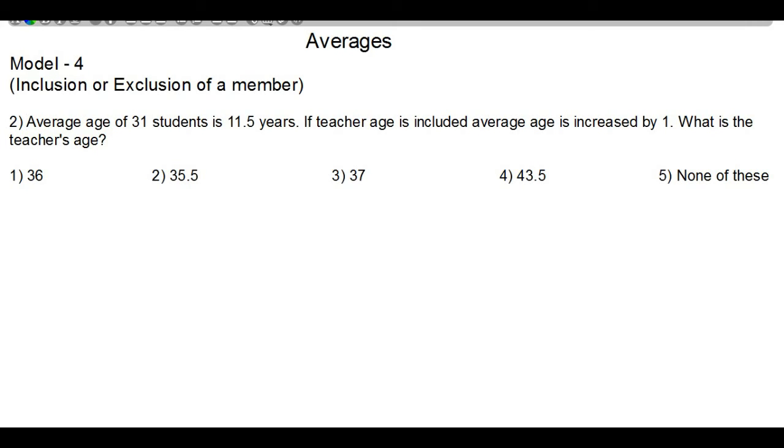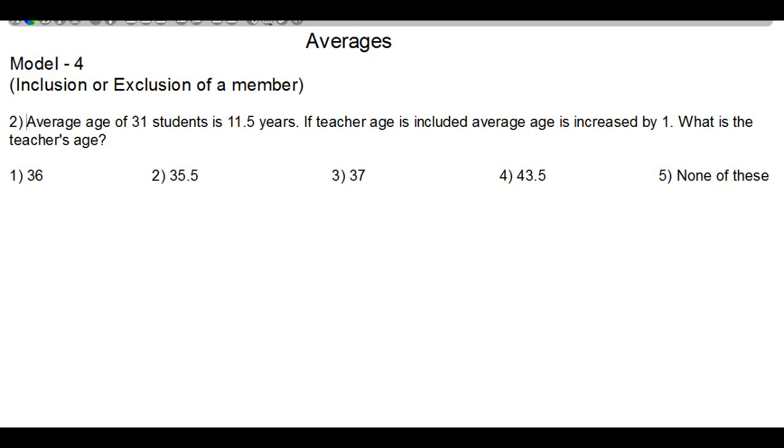So as you can see here, this question is quite opposite to what we have discussed in the previous case. There, the teacher leaves the group and the average decreased by 1. But here, once the teacher is included, the average age of the group is increased by 1. Now, without wasting any time on the conventional method, let us understand how to solve this question in a smart way. We know that the average age of 31 students is 11.5 years. So we can say that the equal distribution for all the 31 students is 11.5 years.